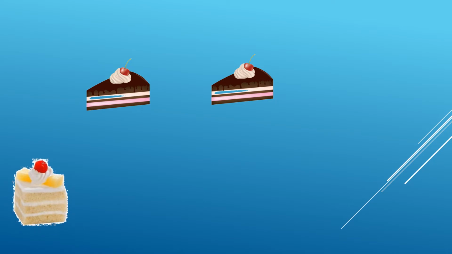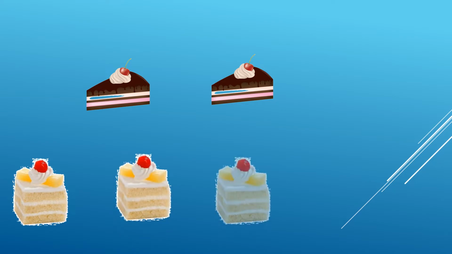She gets one brown cake from her mother, and she gets another brown cake from her father, and she gets a pineapple cake from her brother. She gets another pineapple cake from her grandfather, and she gets another one from her grandmother.